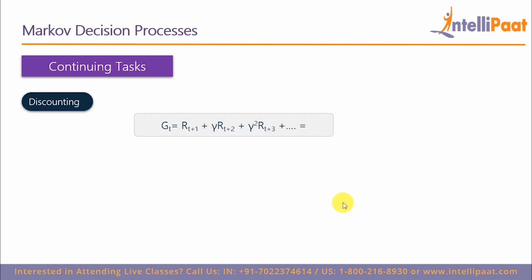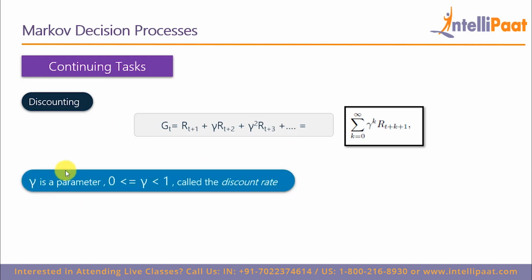One solution is to discount future rewards by a factor. Here gamma is called the discount factor, a parameter whose value can be 0, between 0 and 1, or 1.